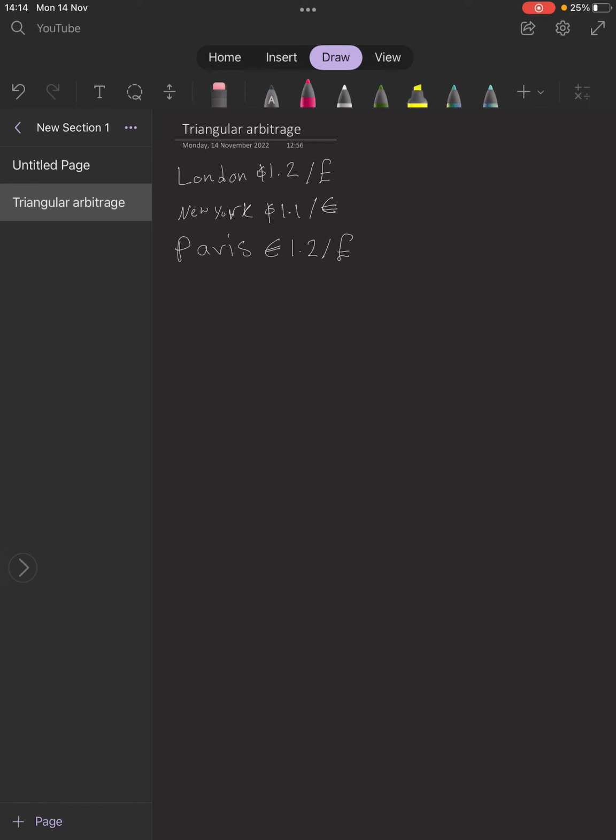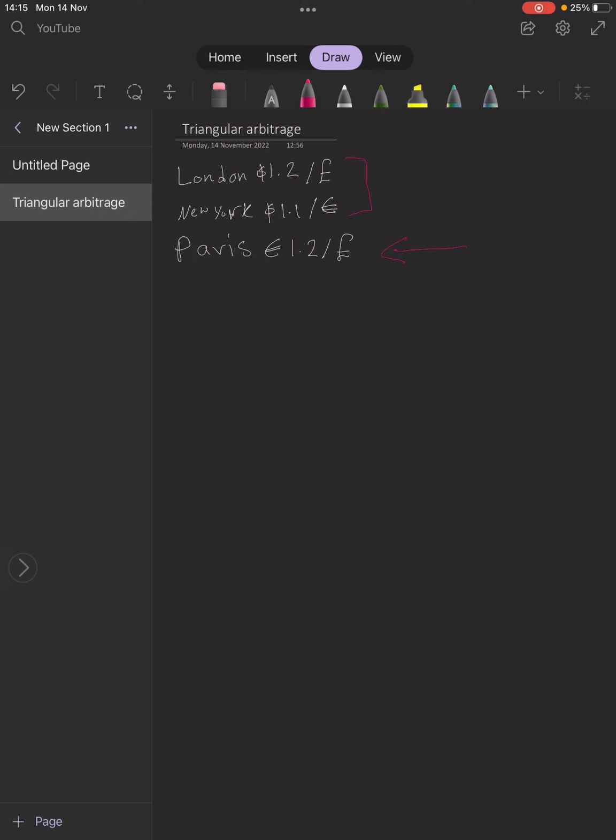So, in order to determine whether there is an arbitrage opportunity or not, we need to check first whether the quoted cross rate between the euros and pounds is equal to the implied cross rate from the direct exchange rates. So basically, we will make use of those two and calculate the implied cross rate.